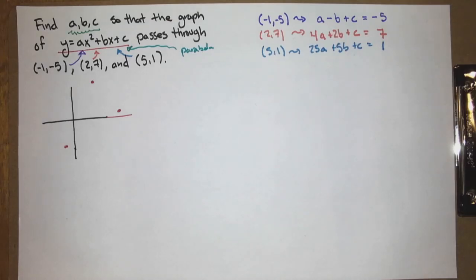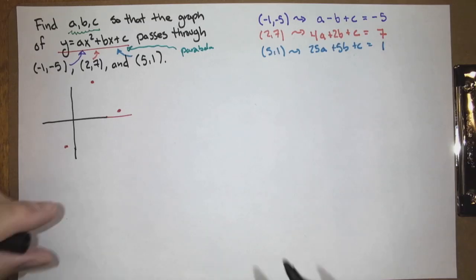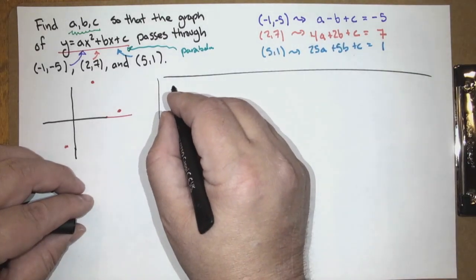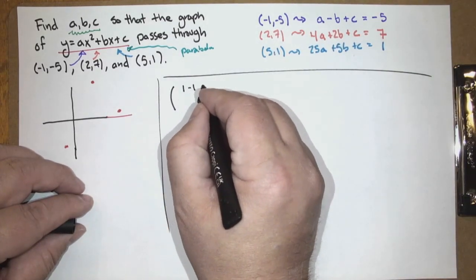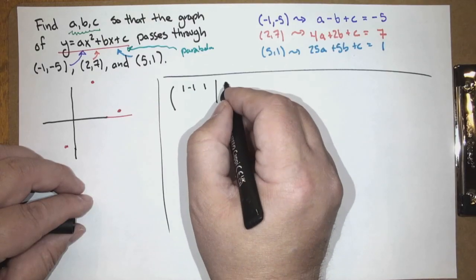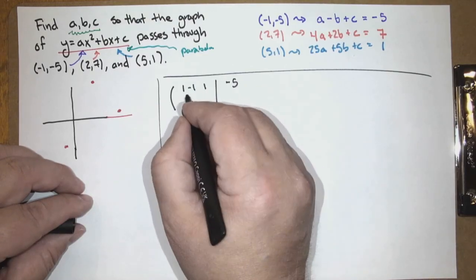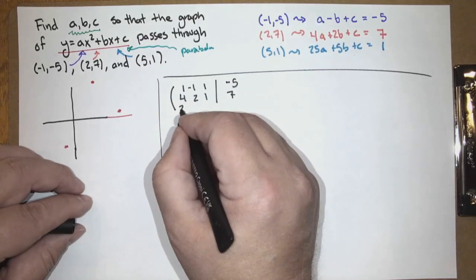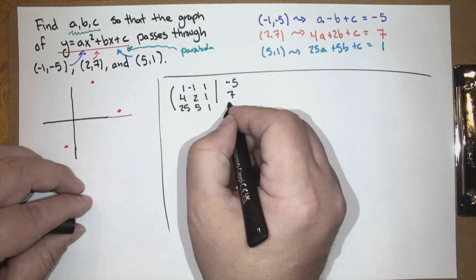3 equations, 3 unknowns. They're the good kind of equations in that they're linear. They involve a, b, and c. So it's up to us to solve it. Well, we're going to do some Gauss-Jordan elimination. So we write down our coefficients in our augmented matrix. And so we have 1, -1, 1, -5, 4, 2, 1, 7, 25, 5, 1, 1.